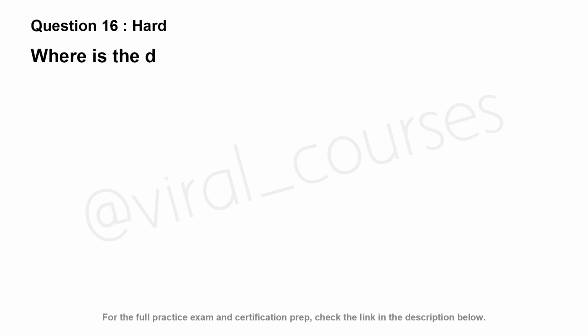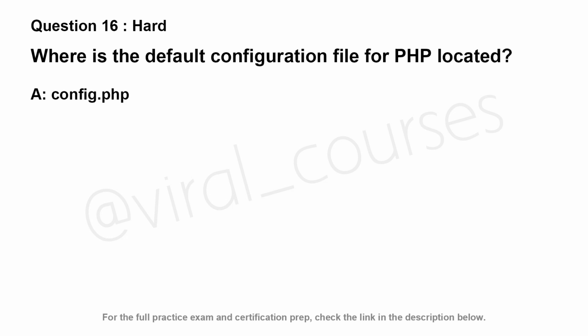Where is the default configuration file for PHP located? Option A, config.php. Option B, php.ini. Option C, php.conf. Option D, settings.ini.